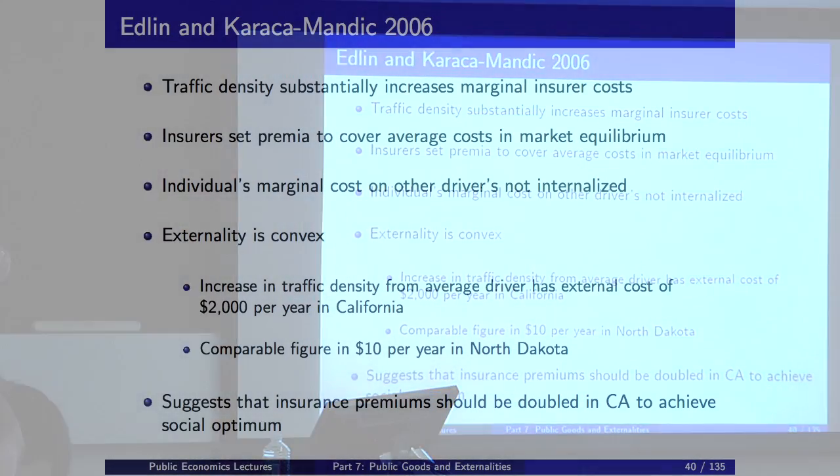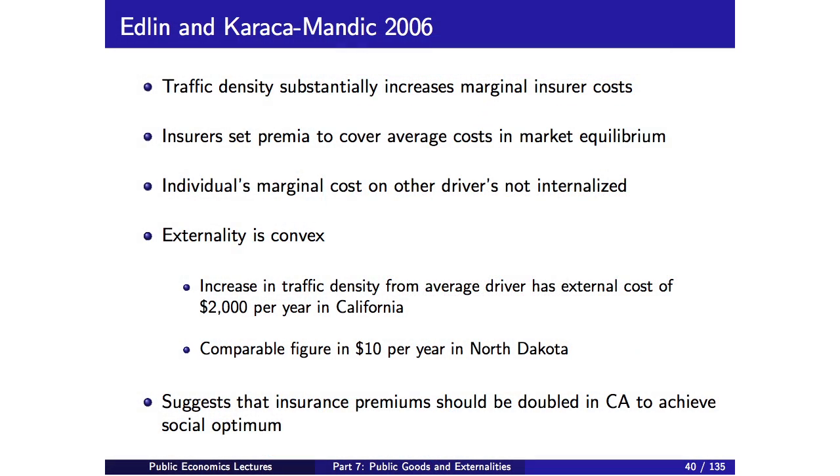Okay, so what are they showing here? Traffic density substantially increases marginal insurer costs. So let's interpret that relationship as causal. Obviously, there could be other confounds, but that's not what I'm focusing on here. So the problem is that insurance companies set premia to cover average costs in market equilibrium, as they have to. That's what the market's going to force you toward, as we've talked about in the social insurance lectures.